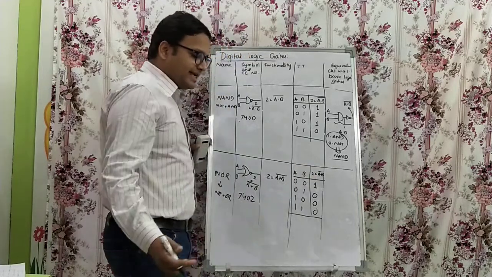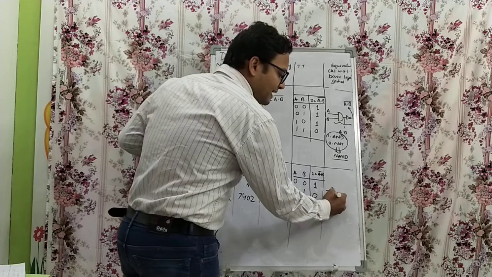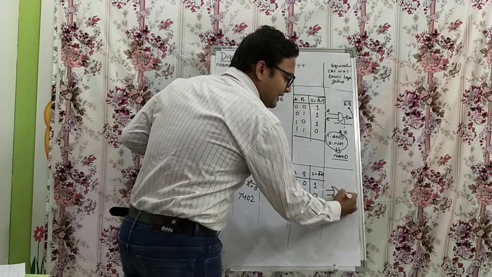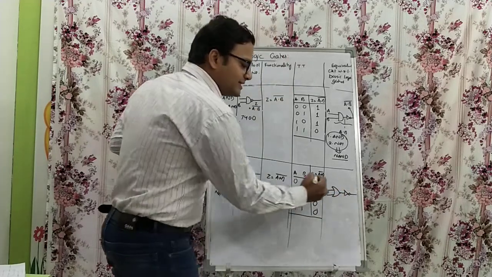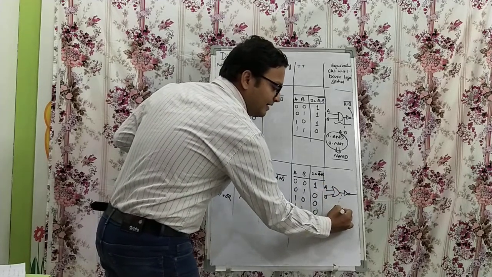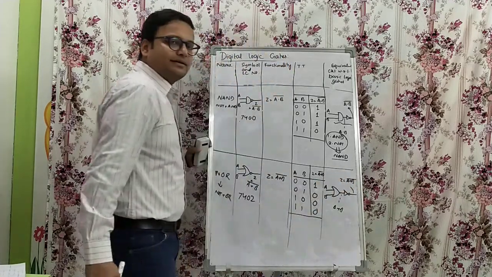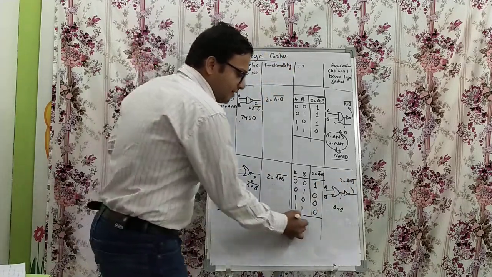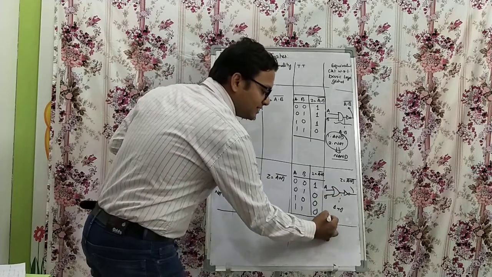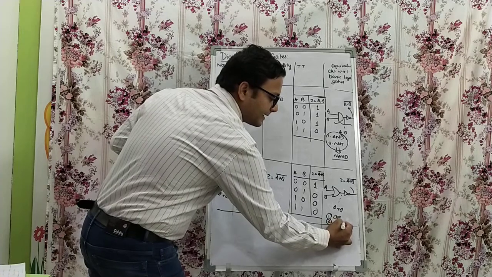So how can we design it with the help of basic logic gates? Very simple: an OR gate and a NOT gate. So this is A, B, here it is A or B, here it is Z equal to A or B, bar. So we can design this NOR gate using two logic gates, which are an OR gate and a NOT gate.